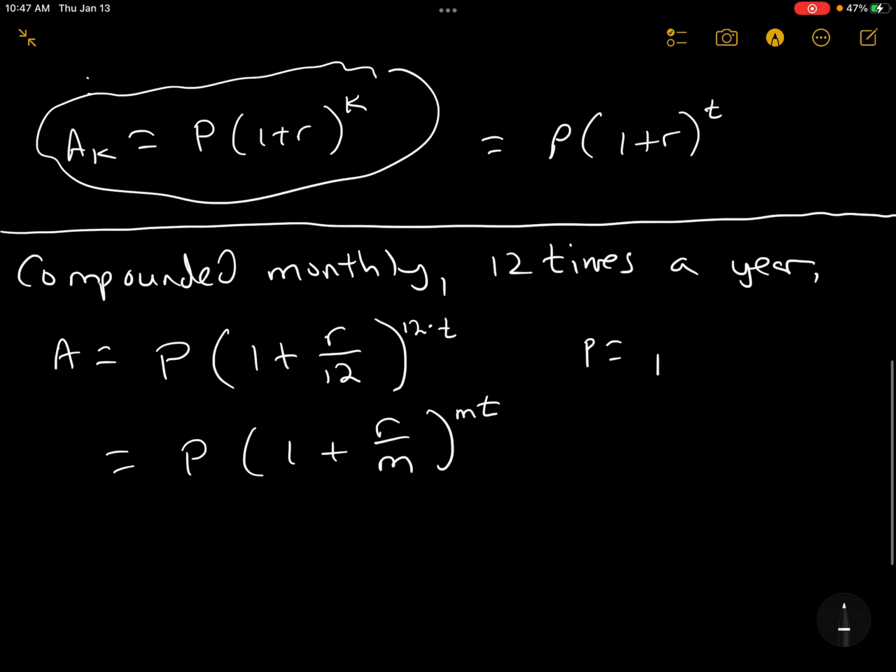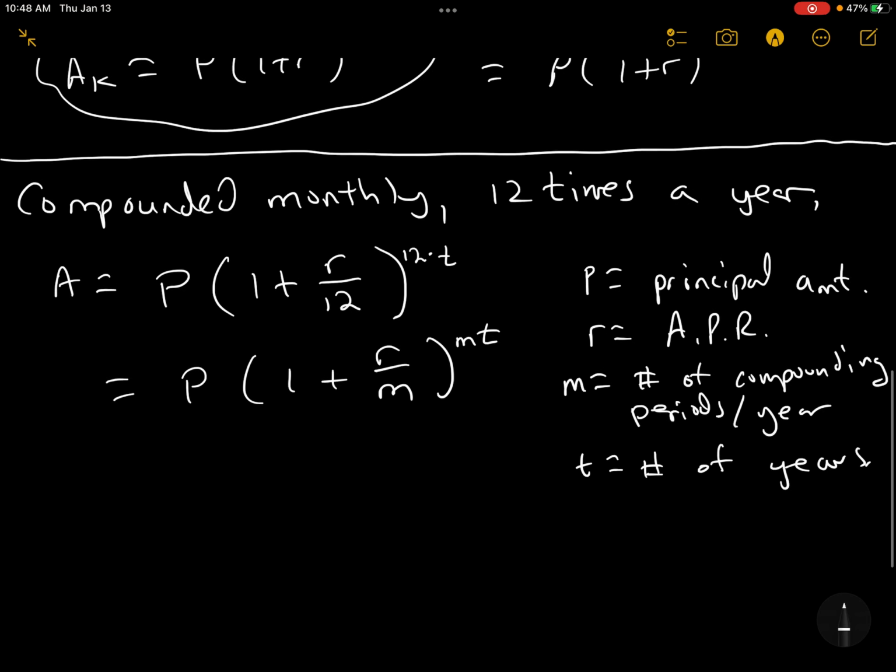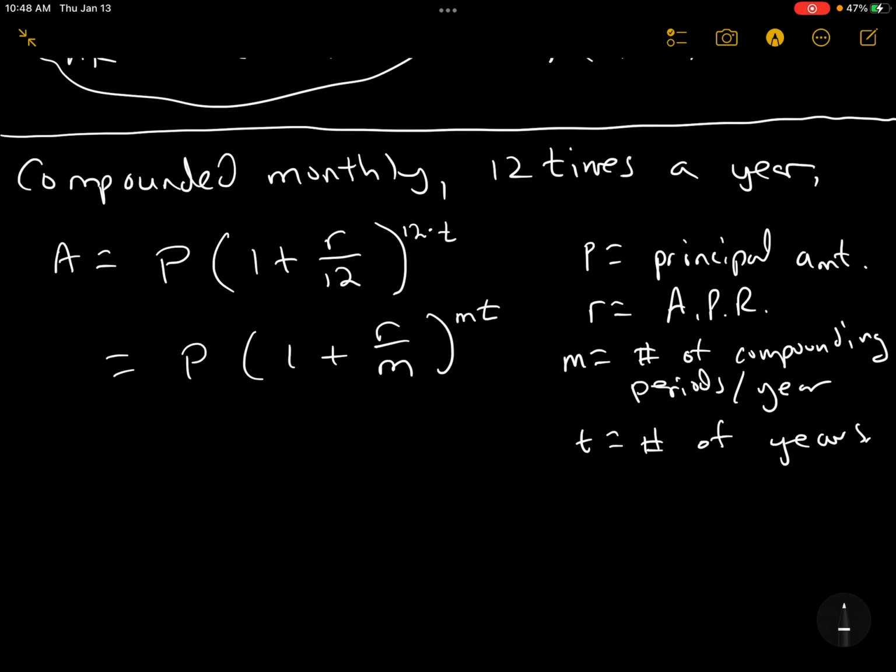So P is the principal amount. R is the annual percentage rate. M is the number of compounding periods per year. And T is the number of years. This is an important formula that comes back when we talk about annuities and stocks, and it just gets adjusted and tweaked.